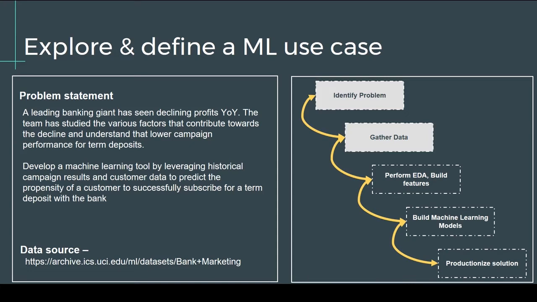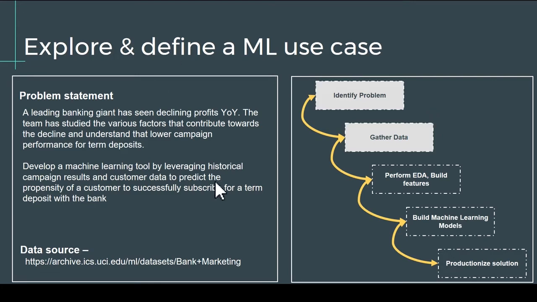Now, if you remember in module 3, when we were talking about a high level part of exploratory data analysis, we said that we normally start with the machine learning use case where we identify the problem. We move on to gathering data, performing EDA, building machine learning models, evaluating them, and finally productionizing them. So this is the same approach which we had referenced in module 3.